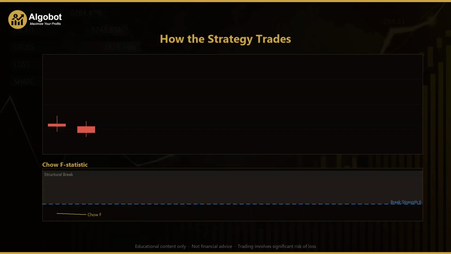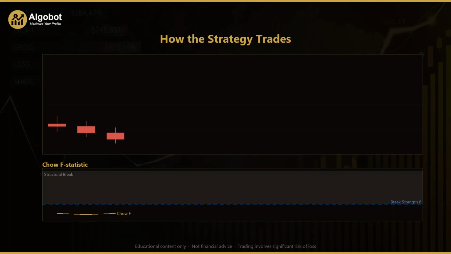Now let's bring the logic to life on a chart. The panel below the candles shows the Chow F-statistic, our structural break measure, with a horizontal level marking the break strength threshold of 6. Remember the key intuition: when price is either flat or moving in one steady, unchanging trend, a single regression line already fits it well, so the F-statistic stays low. It only spikes when the character of the trend actually changes.